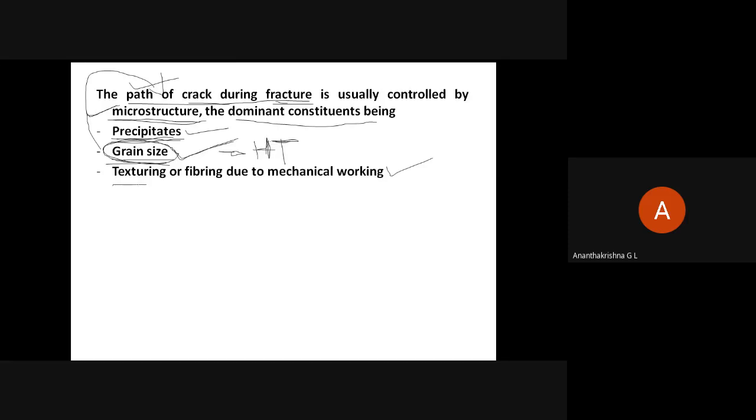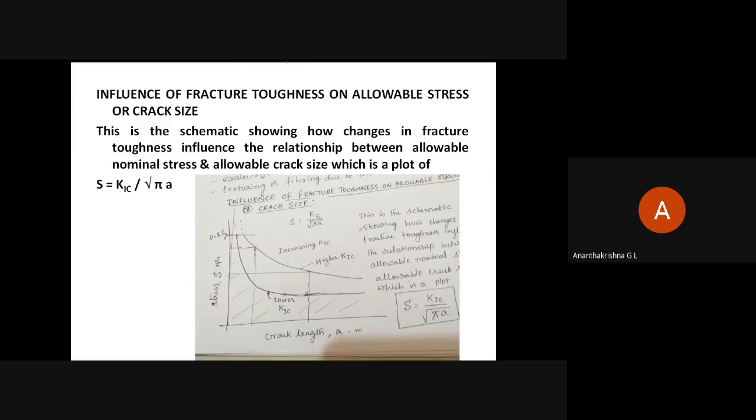Okay. Then there is texturing due to mechanical working. What type of texture are you going to get while doing grinding, milling, or turning operations? Then what is the influence of fracture toughness on allowable stress or crack size is the next question. So the influence of fracture toughness on crack size is the next topic.